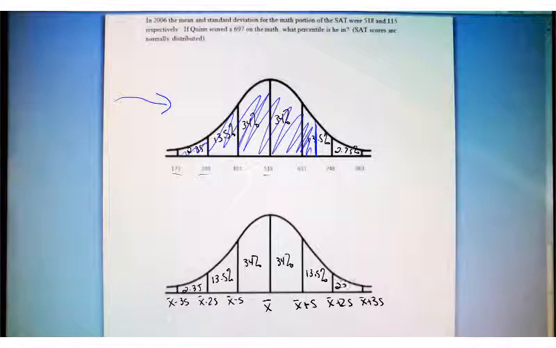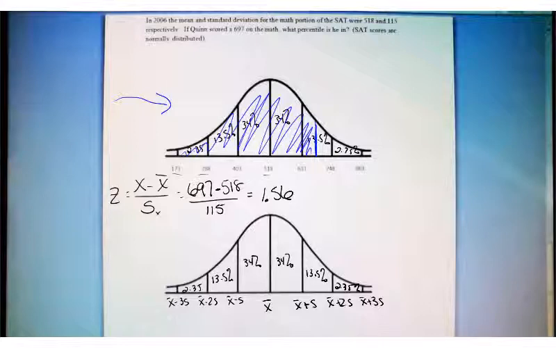Remember, to find a z-score, we start out with the data value, and then we subtract off the mean and divide by the standard deviation. So z is calculated by x minus x bar divided by s. In this case, our data value in question was Quinn's score of 697. We subtract off the mean of 518 and we divide by 115. This gives us a z-score of 1.56.